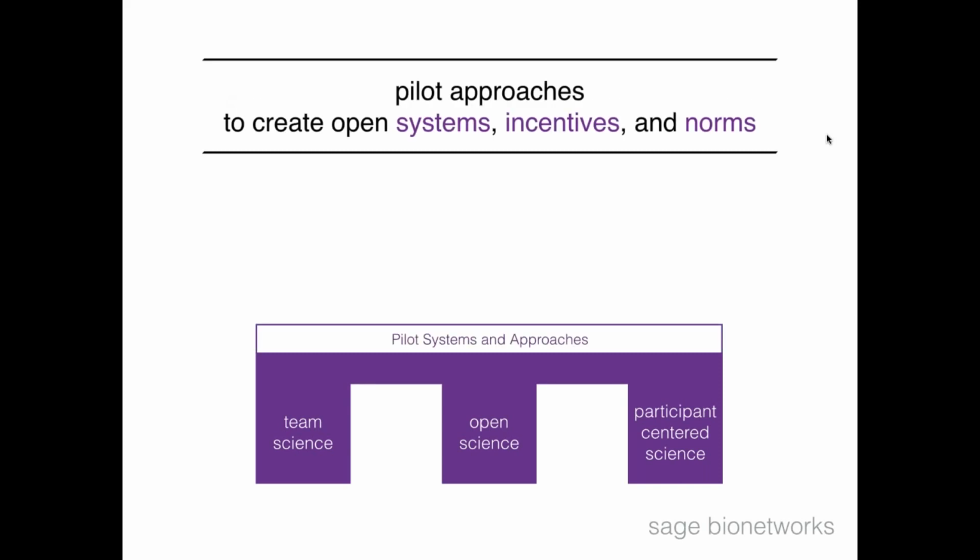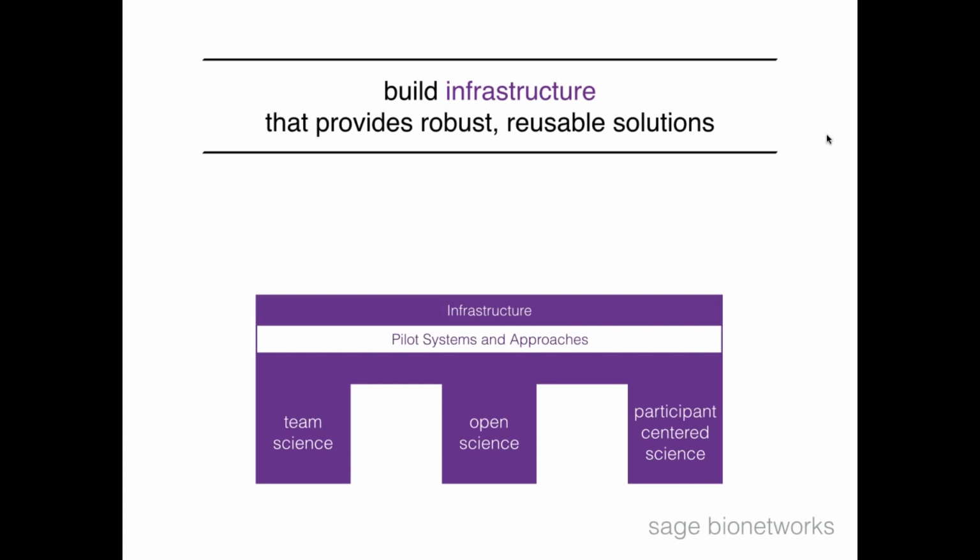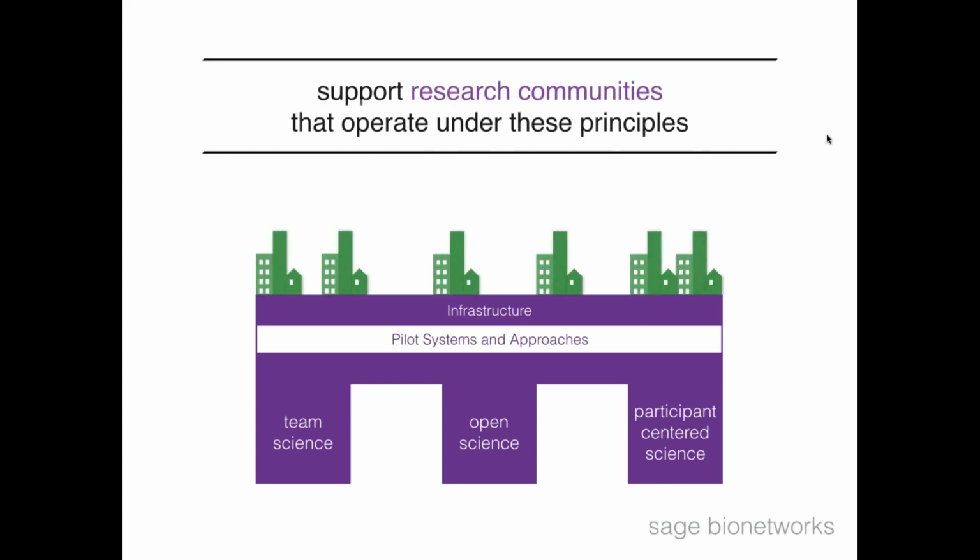And across all three of those areas, we, as a small nonprofit, pilot approaches to create open systems, incentives, and norms that can be used across those indications. And then we build infrastructure that provides reusable solutions for the community at large, based on the lessons that we learn, which I'll go over some of today, essentially what works and what doesn't in those pilot systems and approaches. And ultimately, the reason we do this is to support research communities that operate under these open principles.